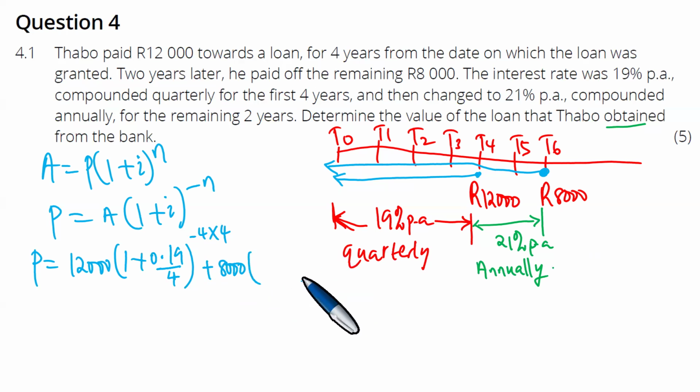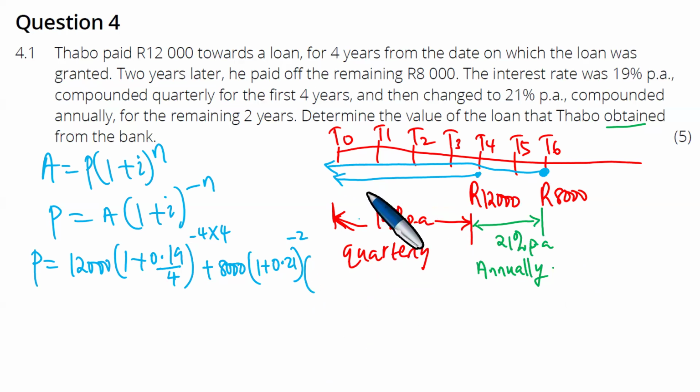8,000 was taken back. 1 plus, we divide this one by 100, getting 0.21. Now through this 21% interest rate period, it's 2 years from year 4 to year 6. But now it is compounded annually, so it's just minus 2 years there. But now when it gets here, it's going to be exactly this amount for the 2 years, but you have to take it back further over 4 years.